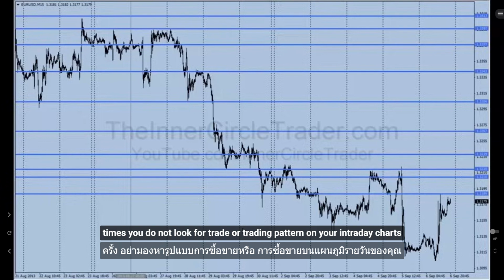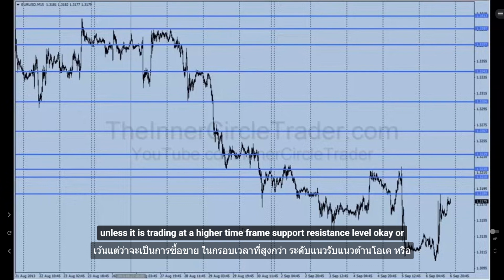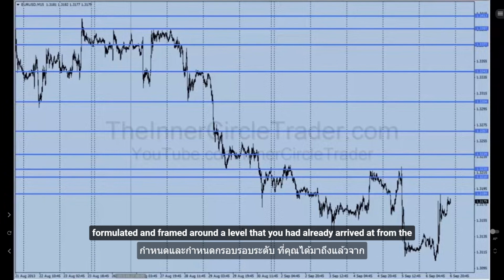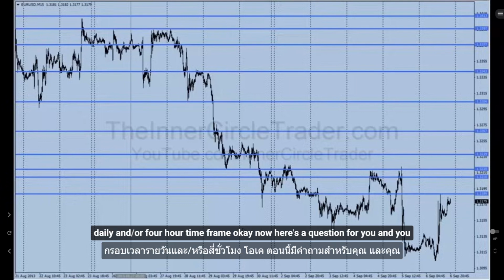You do not look for a trade or a trading pattern on your intraday charts unless it is trading at a higher time frame support and resistance level, or at a higher time frame reaction level. That means the trade has to be formulated and framed around a level that you had already arrived at from the daily and or 4 hour time frame.